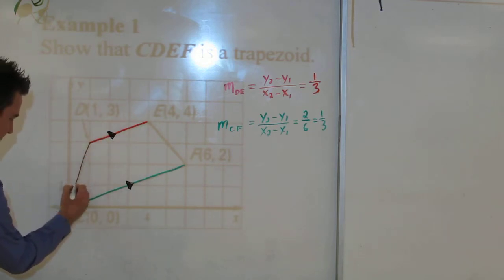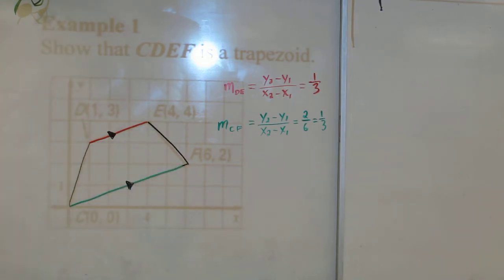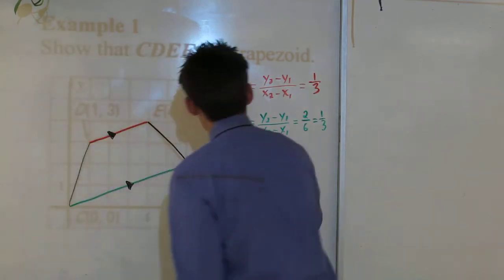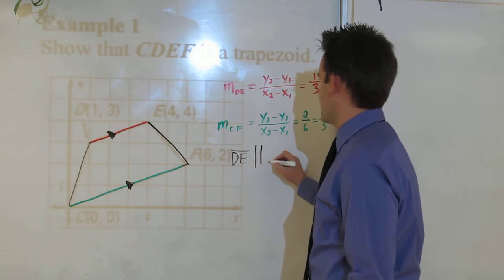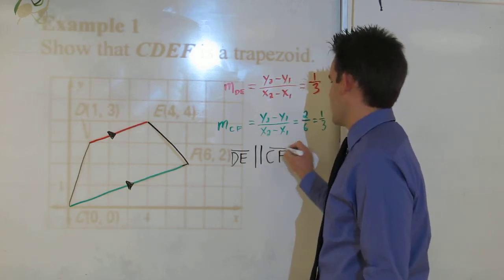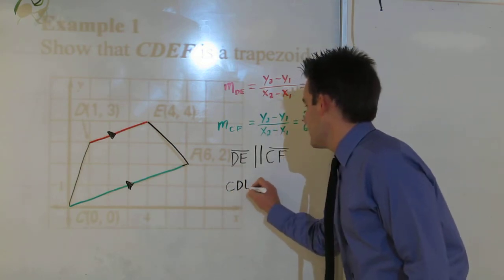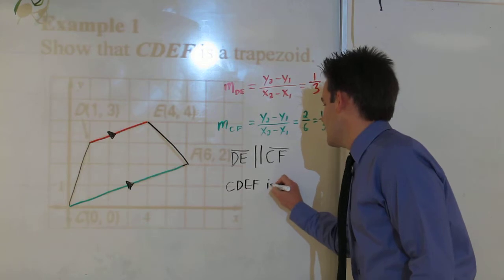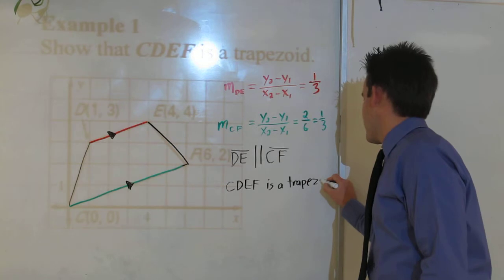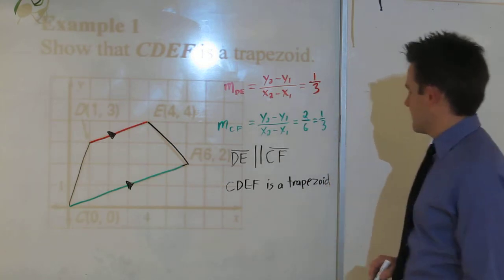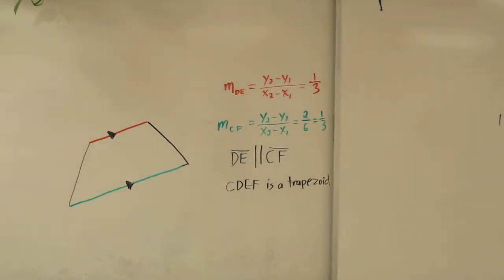That means this is in fact a trapezoid. So to finish this off, we should say DE is parallel to CF, and CDEF is a trapezoid. Let's look at another example.